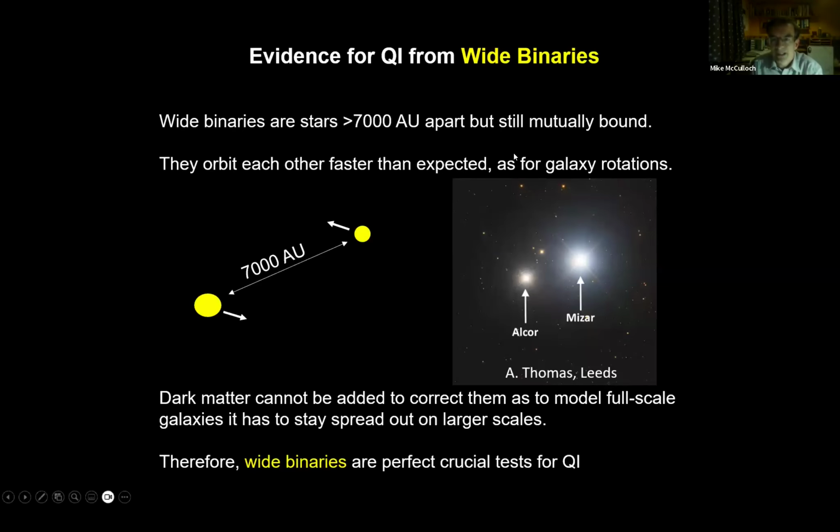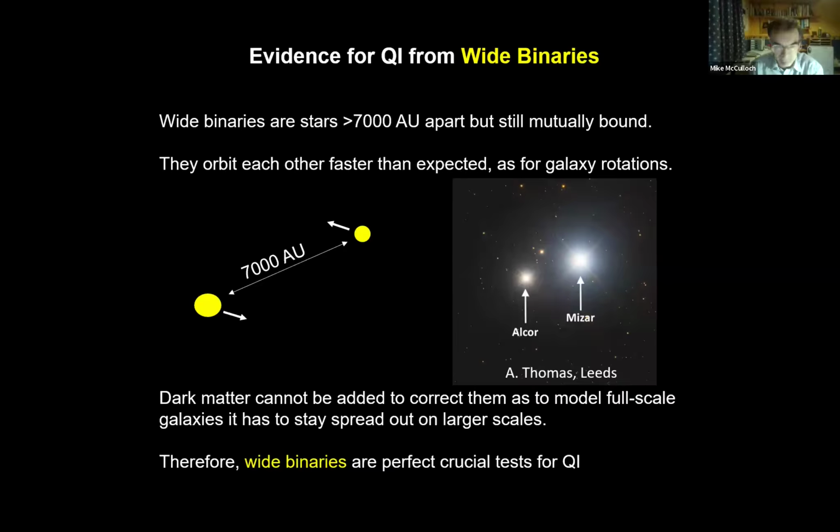So I've shown that the theory predicts galaxies very well, but the problem there is that astronomers can say, but we can model them with dark matter as well. We can just add dark matter where we want and make it work. So I needed to find an observation that can't be explained by dark matter. So I looked at wide binaries. These are stars that are more than 7,000 AU apart, but still mutually bound.